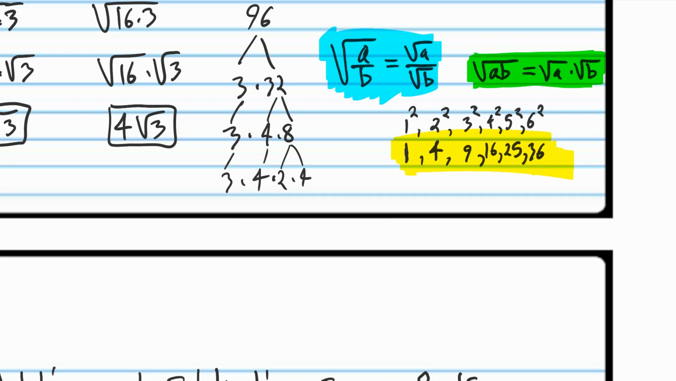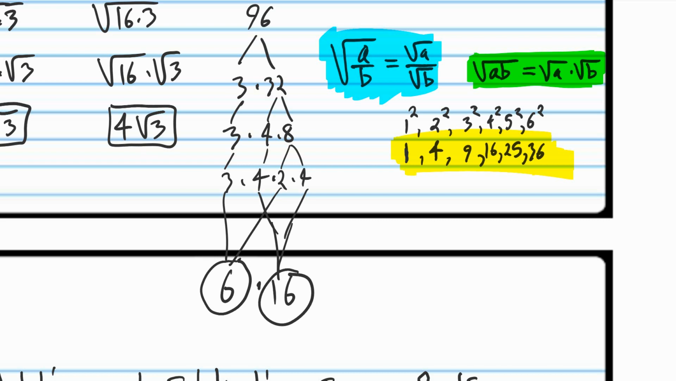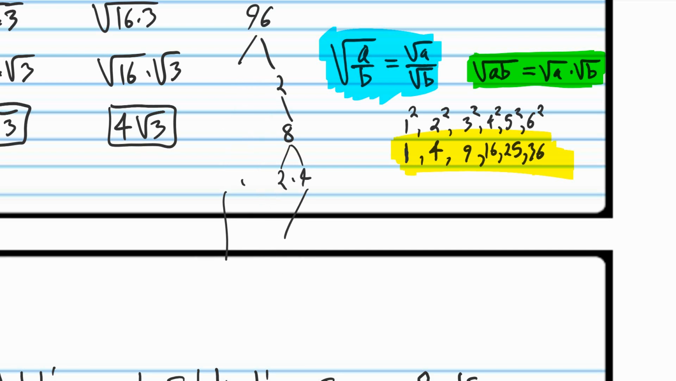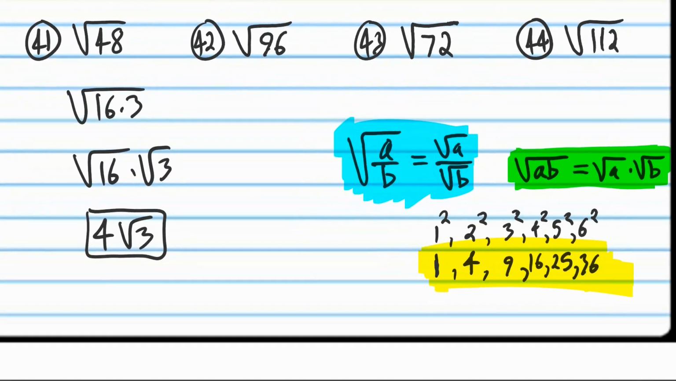So I'm left with 16 times 6. So now I have a perfect square, and the other number is neither a perfect square nor does it contain a factor that's a perfect square. So it's 16 times 6. That's the factorization we're looking for. Again, I'm just showing you the fastest way to do it.